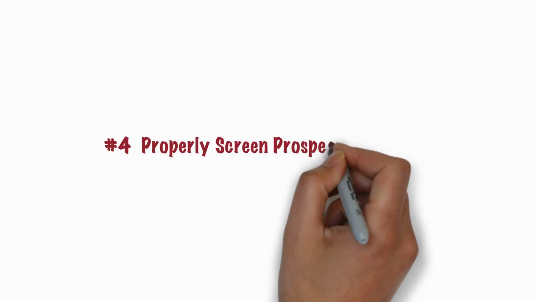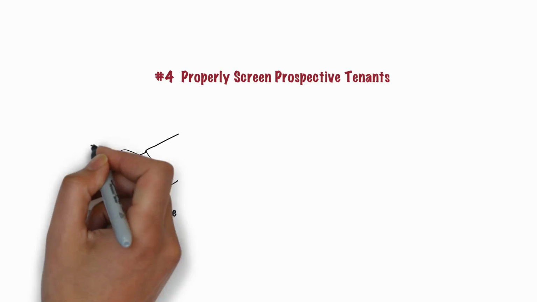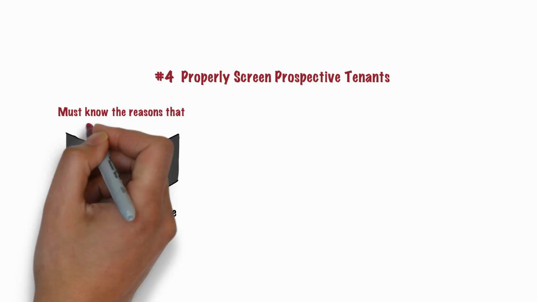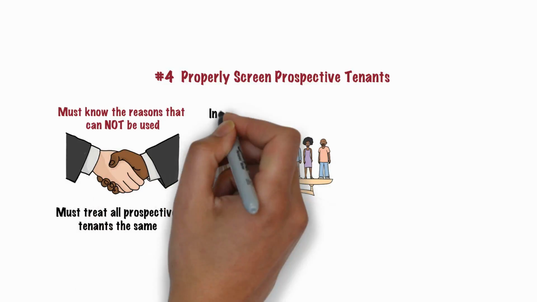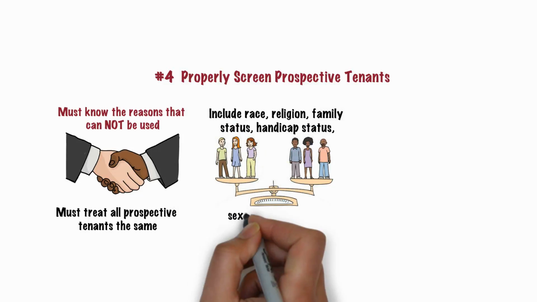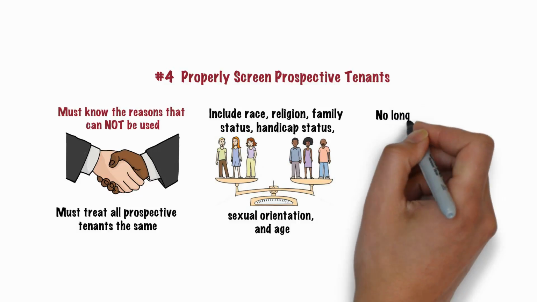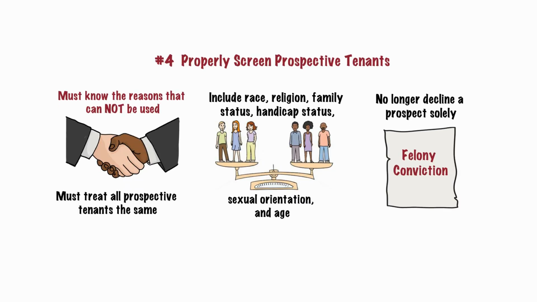4. Properly screen prospective tenants. You must treat all prospective tenants the same. Treating them all with respect is also smart business. Furthermore, you must know the reasons that cannot be used as a basis for rejecting a prospective tenant. These include race, religion, family status, handicap status, sexual orientation, and age, among others. Also, you can no longer decline a prospect solely because they have a felony conviction.